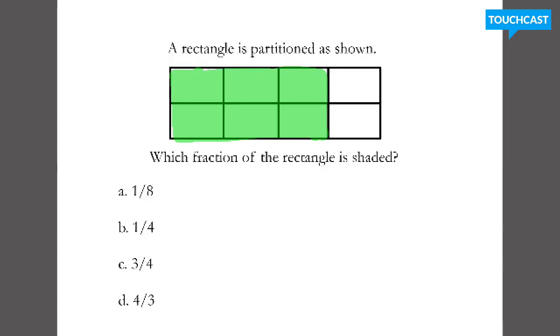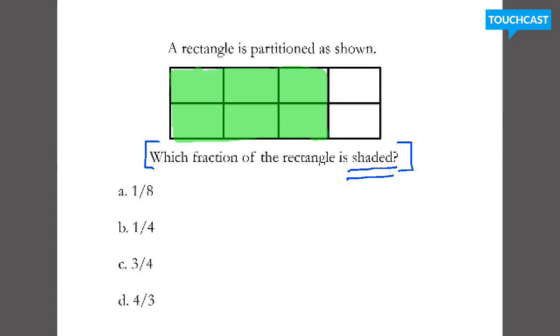Number 1, a rectangle is partitioned as shown. Which fraction of the rectangle is shaded? So it's asking you for shaded. Look at the answer choices. A, 1/8, B, 1/4, C, 3/4, and D, 4/3. So pause this video now and solve which fraction of the rectangle is shaded.